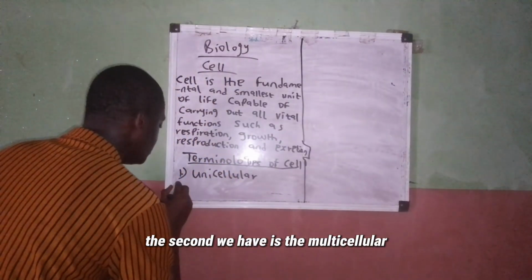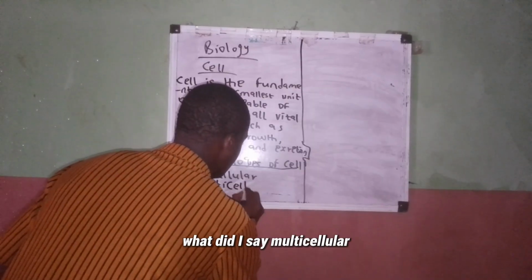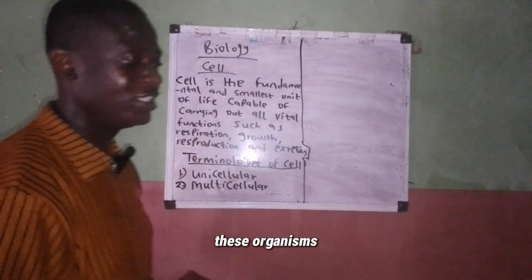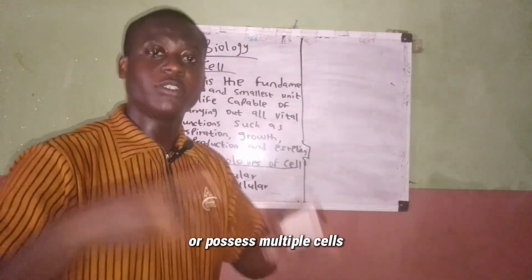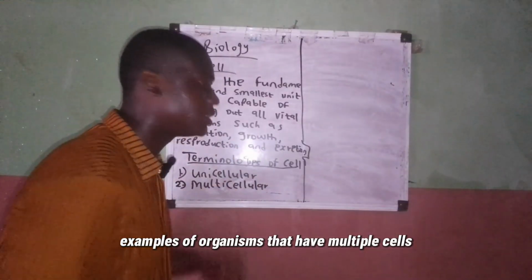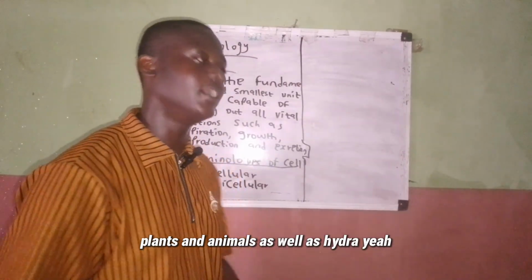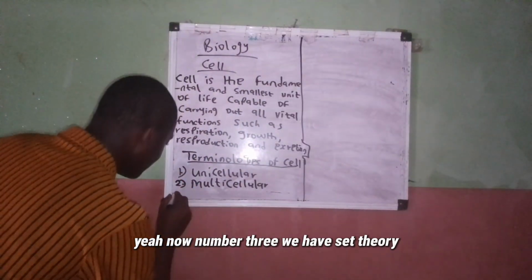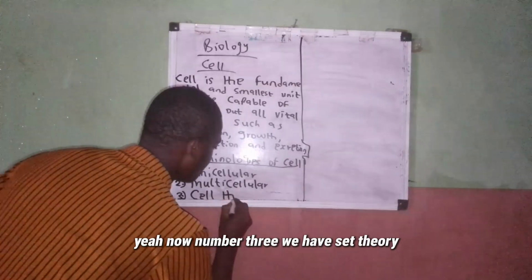The second is multicellular. What did I say? Multicellular. As the name implies, these are organisms that are made up of or possess multiple cells. Examples of organisms that have multiple cells are human beings, plants, and animals, as well as Hydra. Yes, it's under the multicellular level of organization.